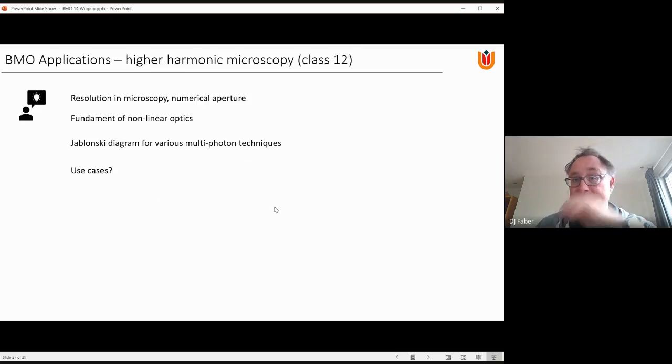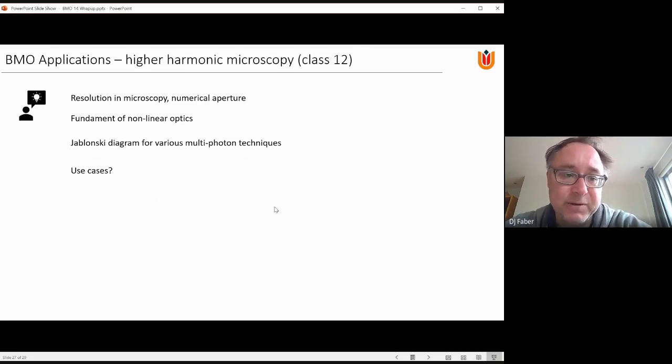Then Marloes talked about the higher harmonic microscopy. That gave way again to a few technical discussions as well about resolution in microscopy, the numerical aperture of a microscope objective. It had some fundamentals in nonlinear optics. I'm not going to ask too much about that, but I would like you to at least study the basic principle.